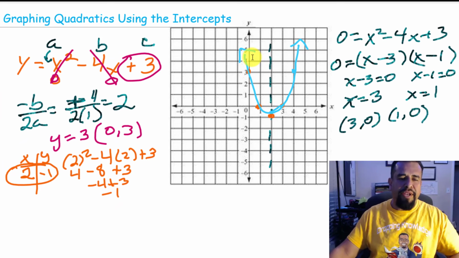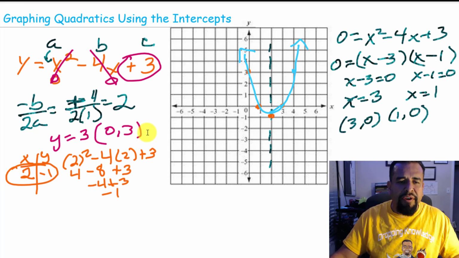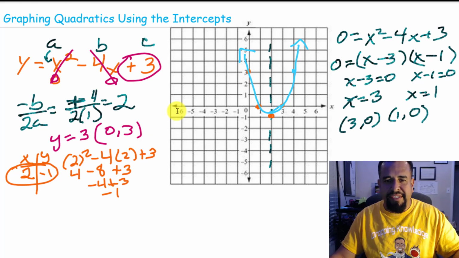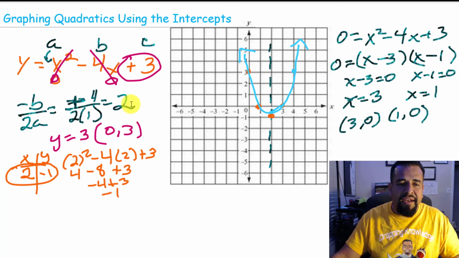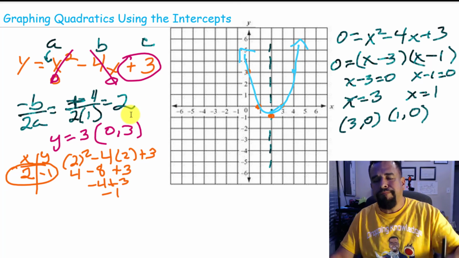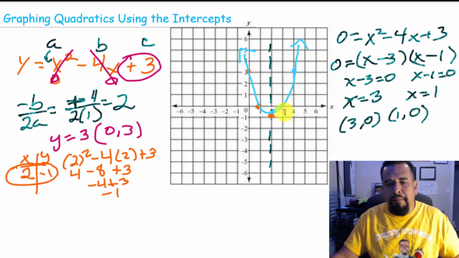Step 1. What did we do in step 1? Right here, right? We found our axis of symmetry. What did we do next? We found our x-intercepts. And then I found my y-intercept. And then I got the 2 from my axis of symmetry to find, in this case, my minimum, right? That minimum right there, my vertex.